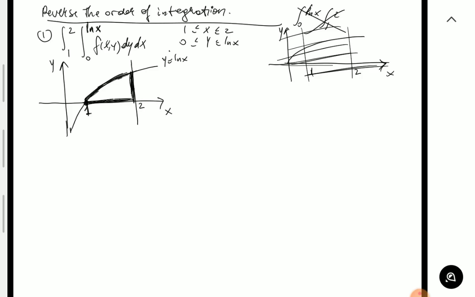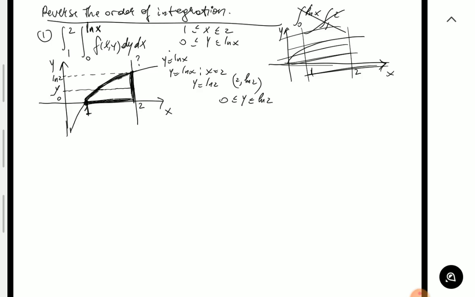To change the order of integration, we need to basically start with the bounds for y. Notice again, we need an intersection point. So the intersection point between y equals ln of x and x equals 2. Pretty straightforward. That intersection point is going to be (2, ln 2). Right? When x is 2, y is ln of 2. Therefore the bounds for y, for a typical slice identified by y, are 0 and ln of 2.